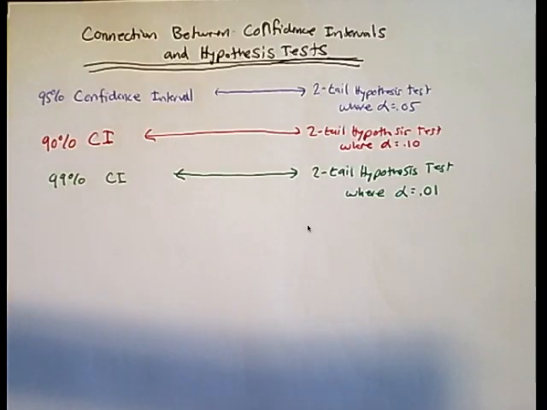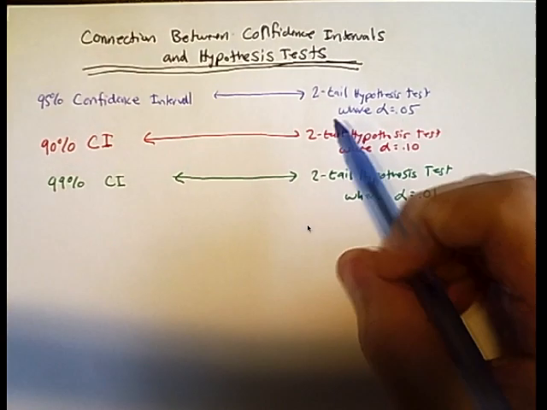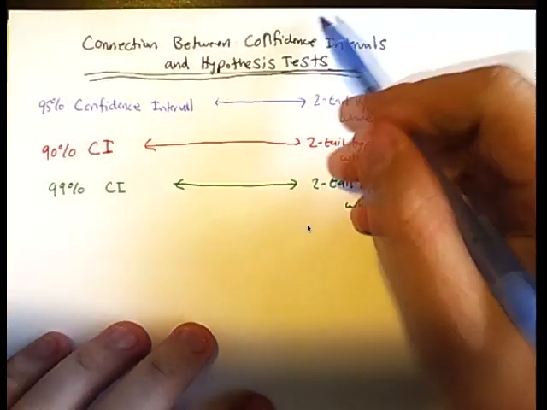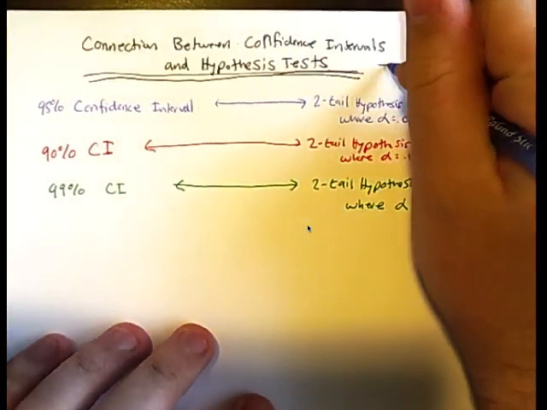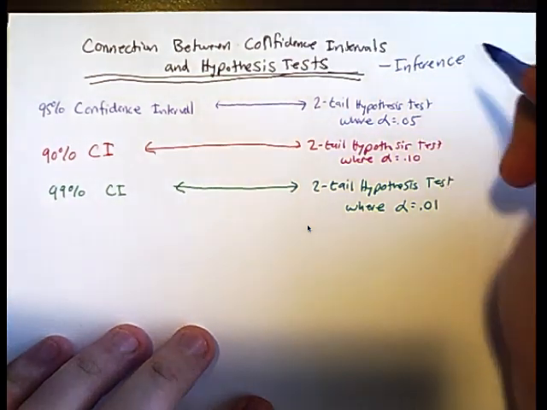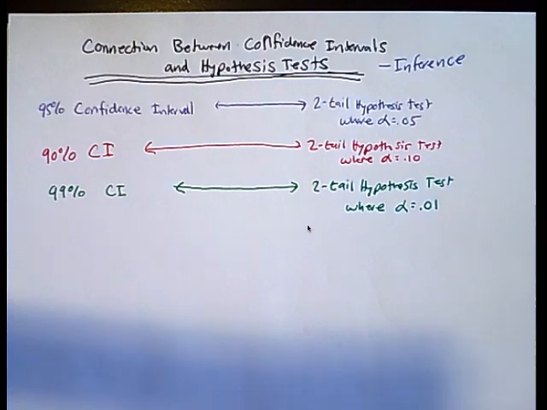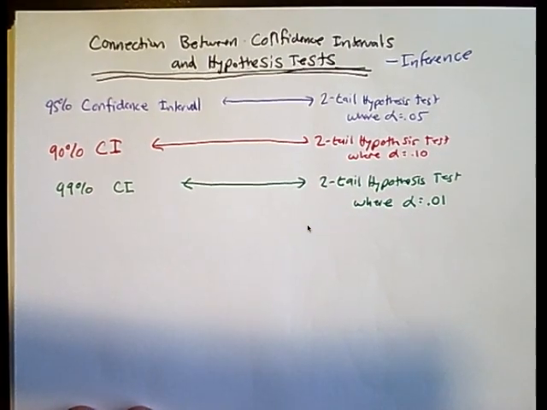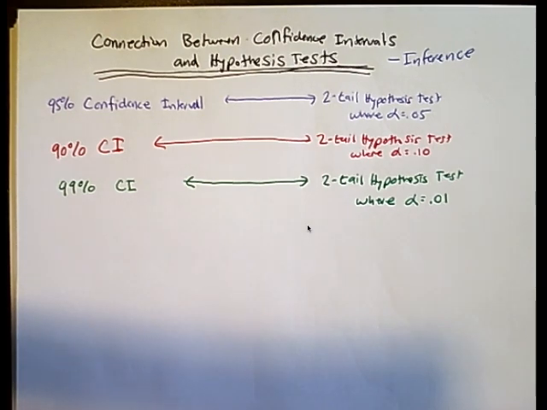I wanted to briefly explain the connection between confidence intervals and hypothesis tests. We know that both of these are ways that we can do inference. They're both types of inference, and I just wanted to show you, with the aid of a couple of examples, what the connection really is between those two different types of inference.